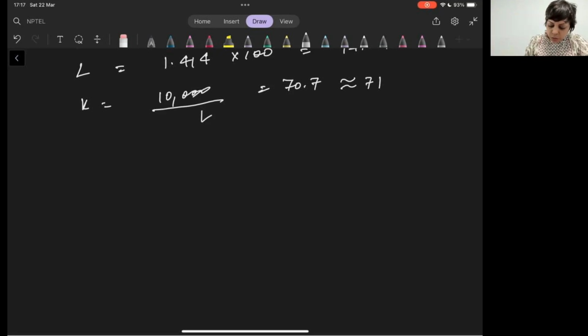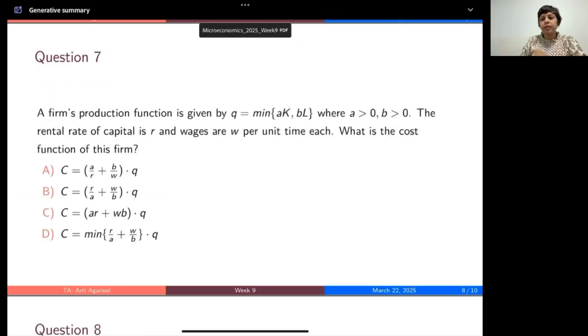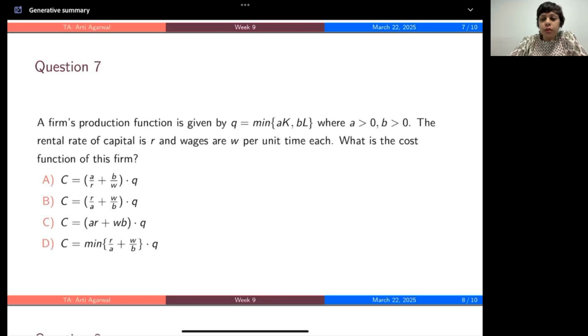Okay, let's go to the next question. This is a slightly different question. It looks very straightforward, very simple, but it's a slightly tricky question because you need to think a little bit. So you are given that a firm's production function is given by Q is equal to minimum of AK comma BL, where A and B are both positive constants.